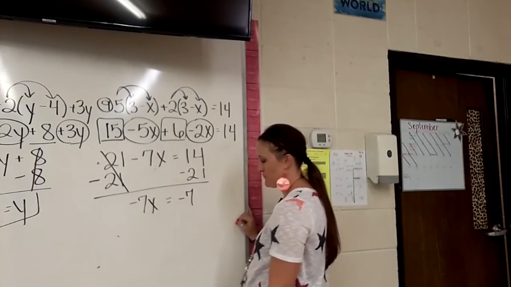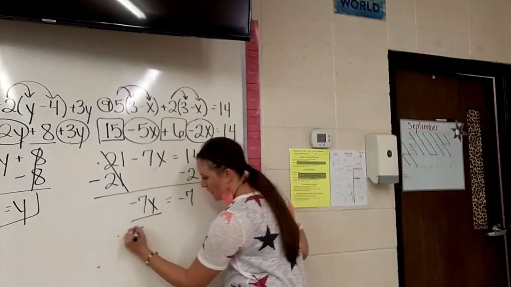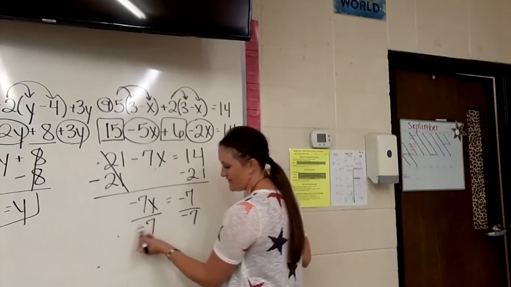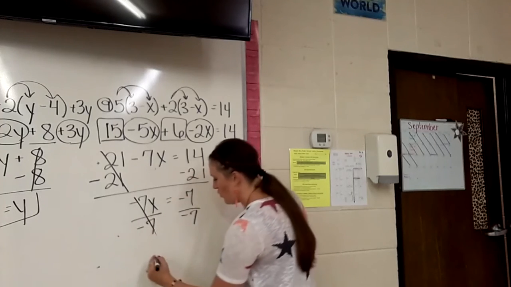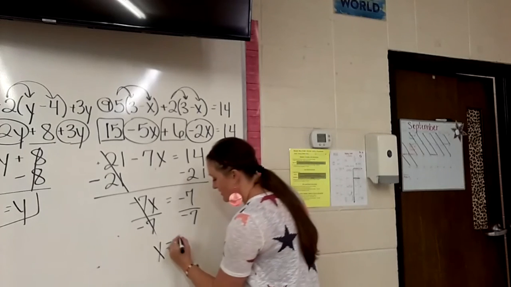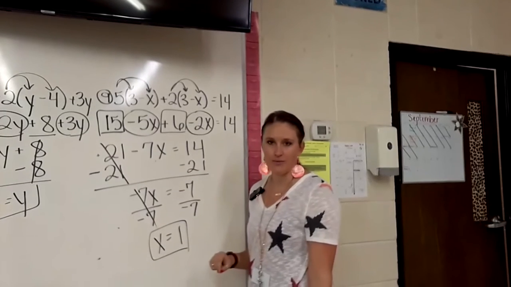Negative 7. Now, I have negative 7 times x, so I do the opposite and divide both sides by negative 7. Well, we already know negative 7x divided by negative 7 is 1x. So negative 7 divided by negative 7 is 1. X equals 1. All that, and x equals 1.